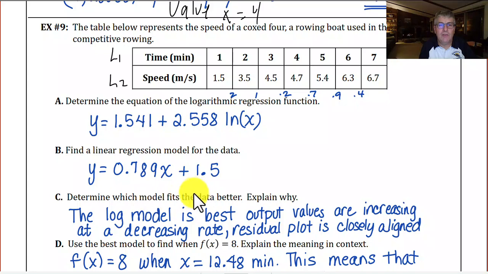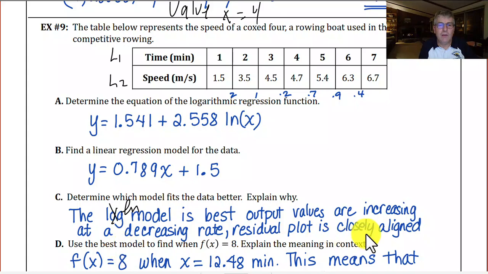Question C says, determine which model fits the data better, explain why. The log model, and I would probably write that as ln, the natural log model, is best. Output values are increasing at a decreasing rate. The residual plot is closely aligned. We didn't do the residual plots, but if we chose to do that, we could see that the residuals are going to be much better for the natural log function than they are for the linear function.